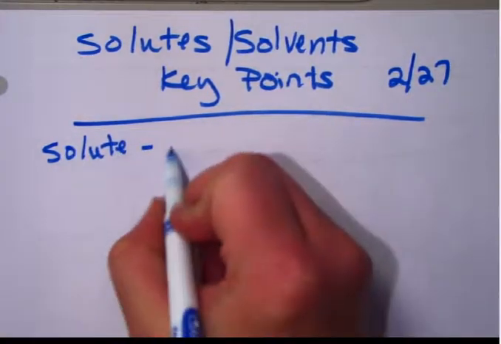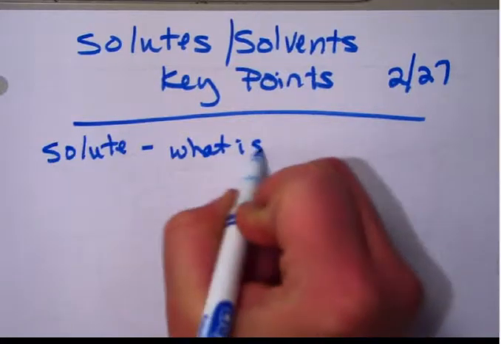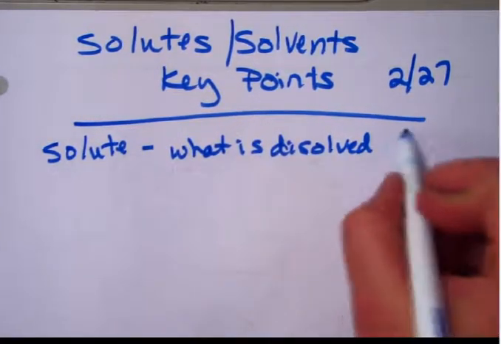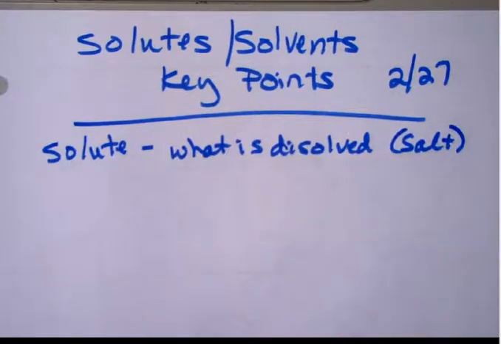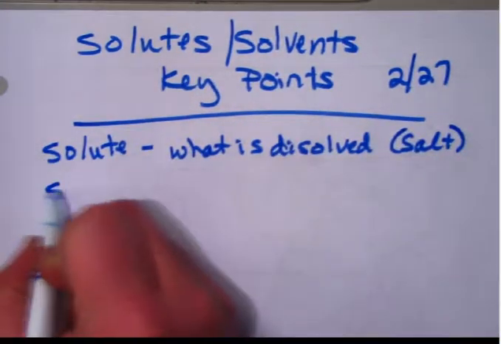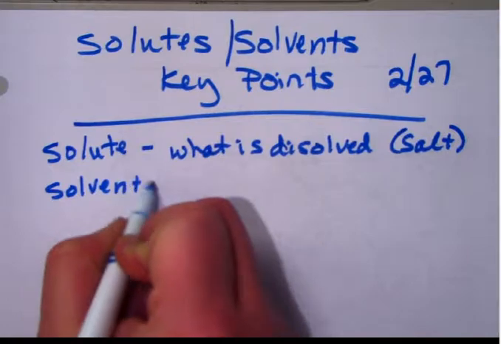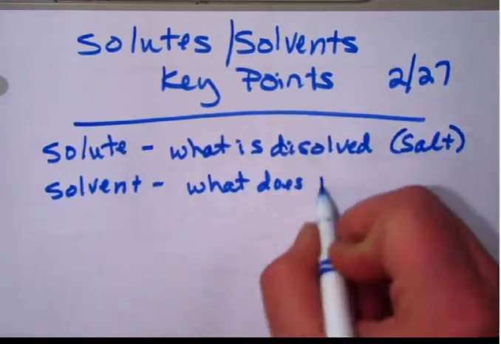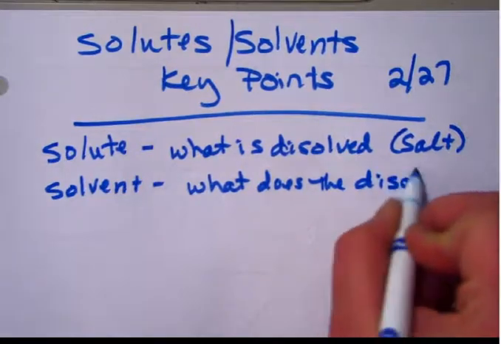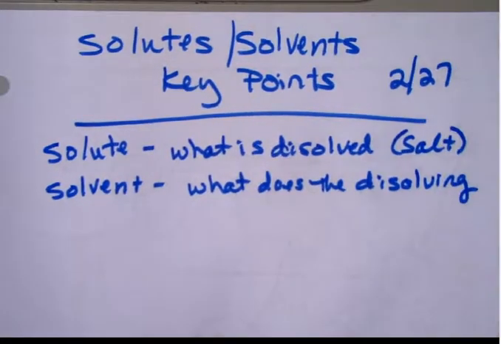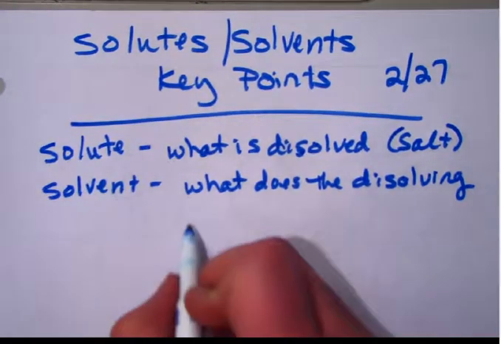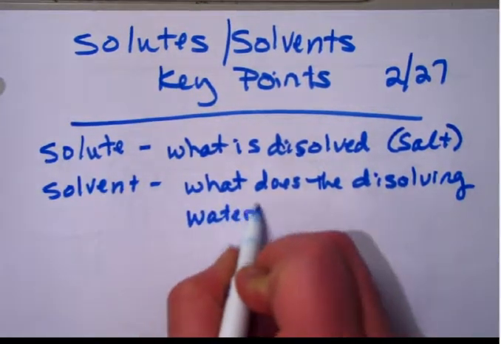The solute is what is dissolved into the solution. In our case, this was the salt. The solvent is what does the dissolving. And I still haven't figured out if dissolving is one S or two. I'm doing it with one. You can do it with two if you want. And our solvent in this case was water.